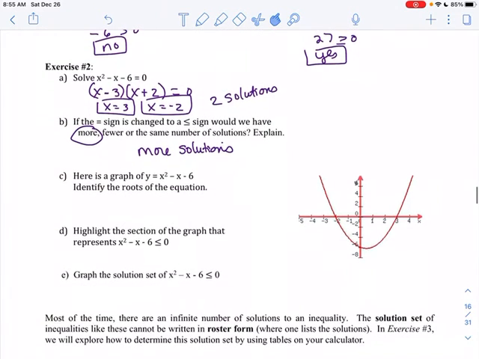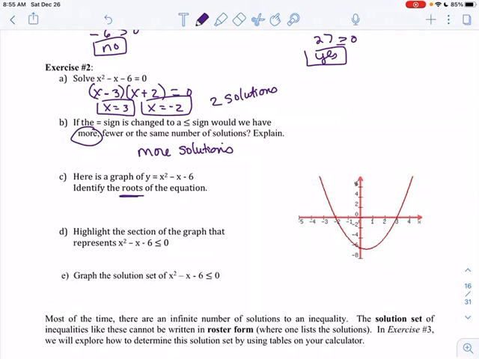So here's a graph, it's already done for you, of x squared minus x minus 6. All right, you can see we want to identify the roots. So the roots are just the solutions. The roots are the x-intercepts. So my x-intercepts are right here at negative 2 and positive 3, which I already knew from part A up above. So my roots are x equals negative 2 and x equals 3. Basically, the roots are just the solutions, the zeros, the x-intercepts.